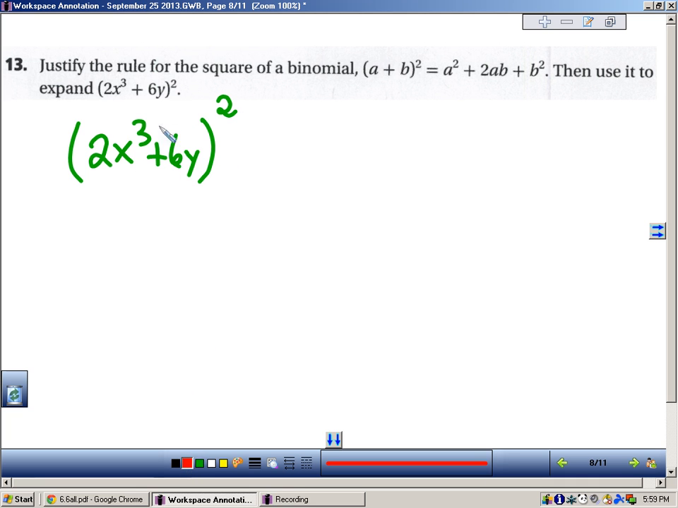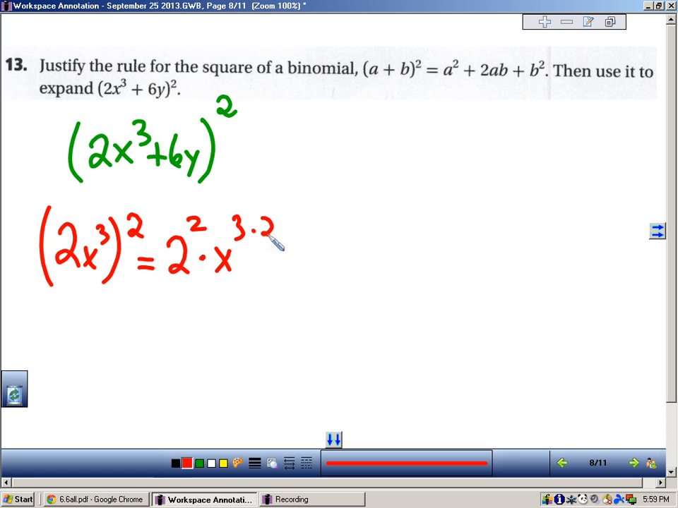So this says that you take the first term, they call it the A term, this first term, and square it. So we're taking a power and we're squaring it. So that's identical to, I'll show all my work, you have to distribute that power. It's a power to a power. So what would be the answer? It would be 4x to the 6.